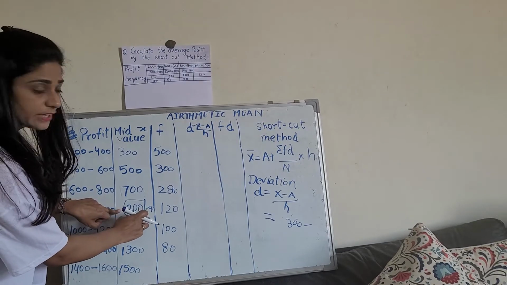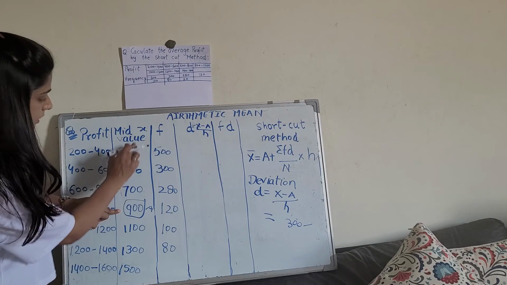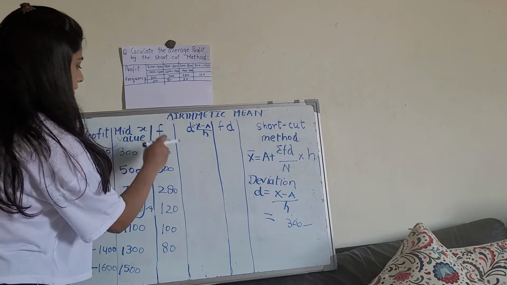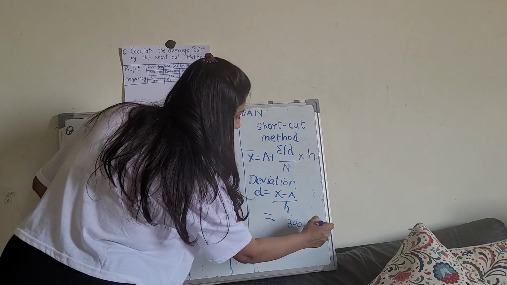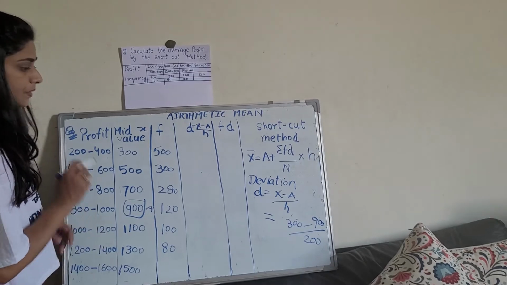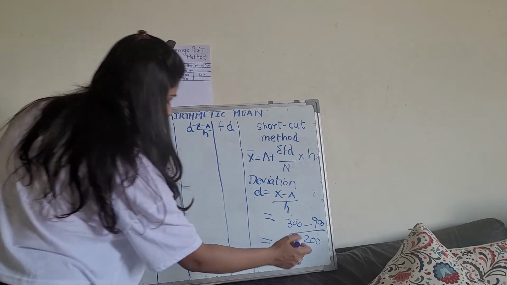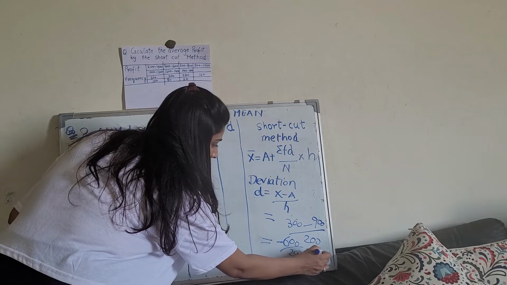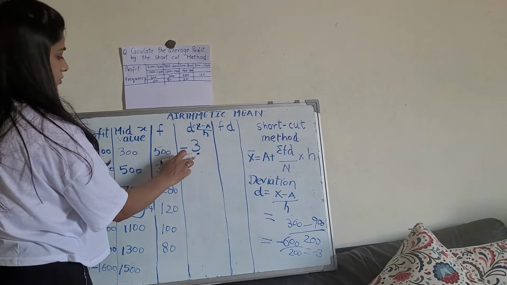A is the midpoint, the central value of the mid values. In this mid value column, a is 900. A will be the same for all, only x will change. So x minus a, 300 minus 900, divided by h. H is 200, which is also equal for all the class intervals. So 300 minus 900, how much are we getting? Minus 600 divided by 200. So we are getting minus 3. So D for the first class interval is minus 3.